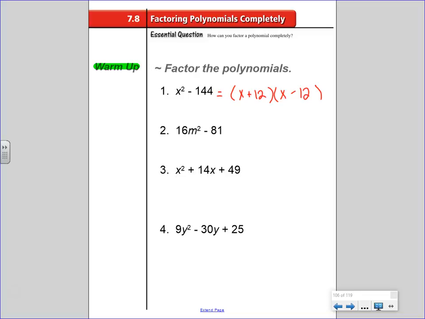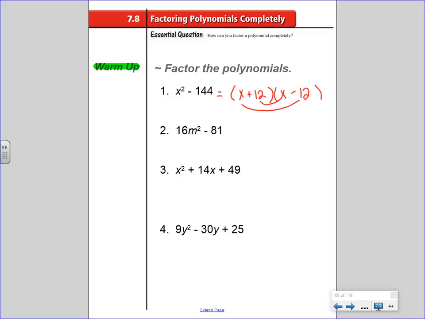One's negative and one's positive, and what's true about the outer and the inner? Outer would be negative 12x, inner would be 12x. So what's negative 12x plus 12x? 0. That's going to happen every time. They look exactly the same, but the signs are opposite.